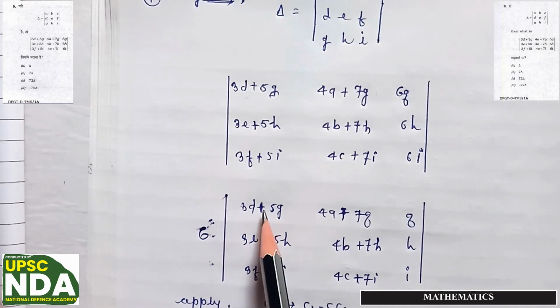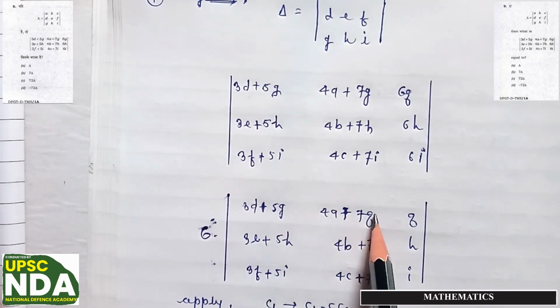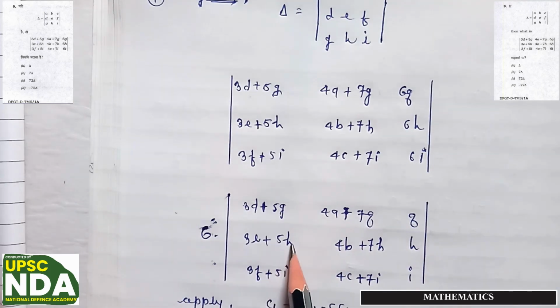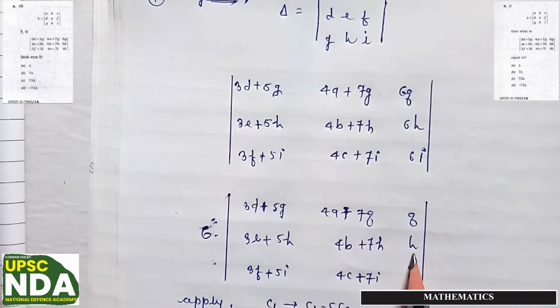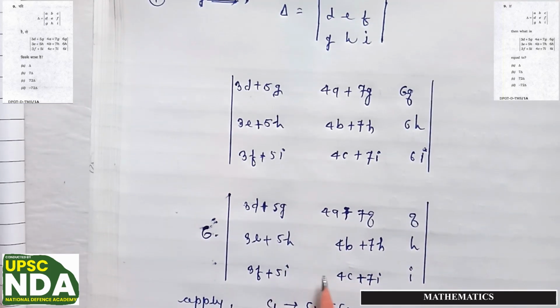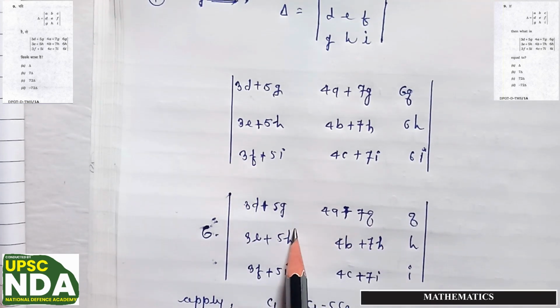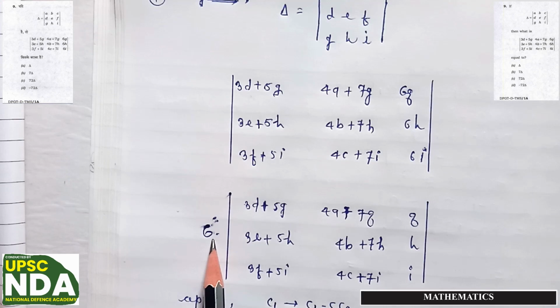Then the determinant left here is 3D plus 5G, 4A plus 7G and G; 3E plus 5H, 4B plus 7H, H; 3F plus 5I, 4C plus 7I and I. This is a 3 by 3 determinant that remains here, and 6 is a multiple over here. So 6 into the 3 by 3 determinant.